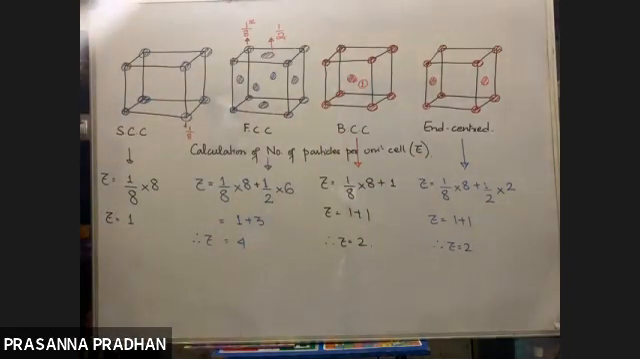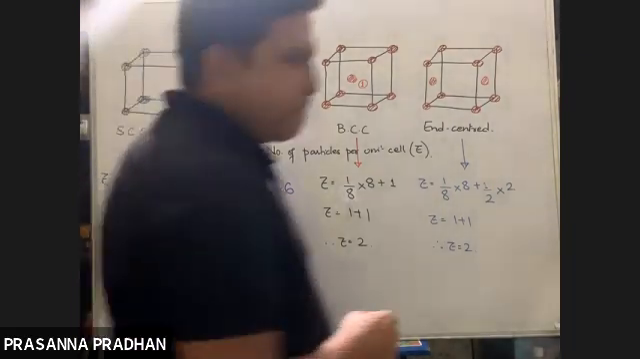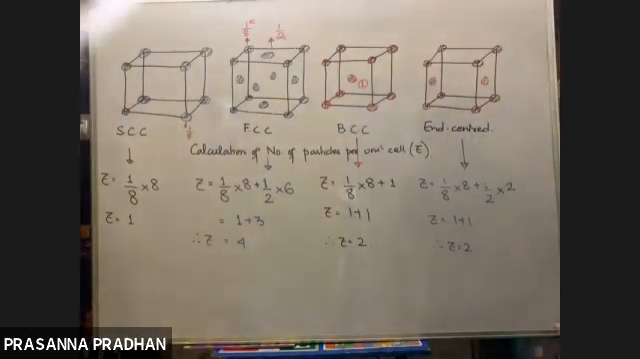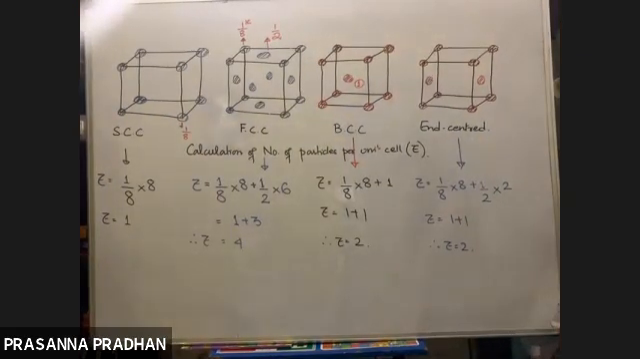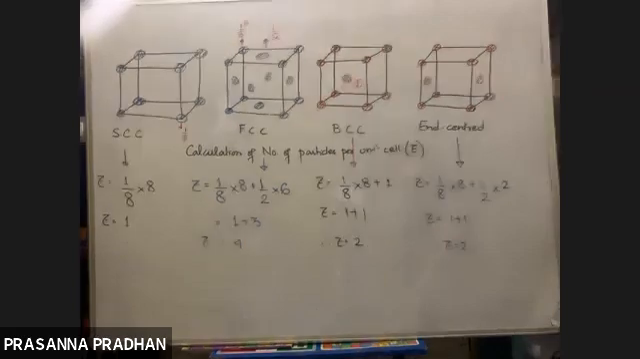So these are the number of particles per unit cell. In a simple cubic cell, altogether there is 1 particle per unit cell. In face centered, there are 4 particles per unit cell. In body centered, there are 2 particles per unit cell. And end centered, again there are 2 particles per unit cell.